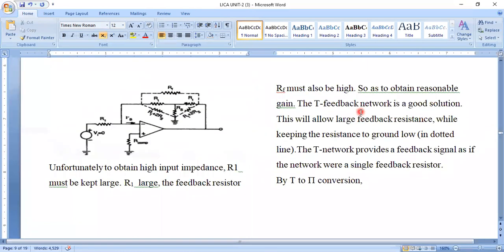So this is how we connect a T resistance, the actual T resistance. A high impedance resistance is connected with respect to R1, and R1 is nothing but a larger feedback resistance. RF value must be high if the R1 value is high. So if the feedback resistance is high, we can obtain a proper relational gain.